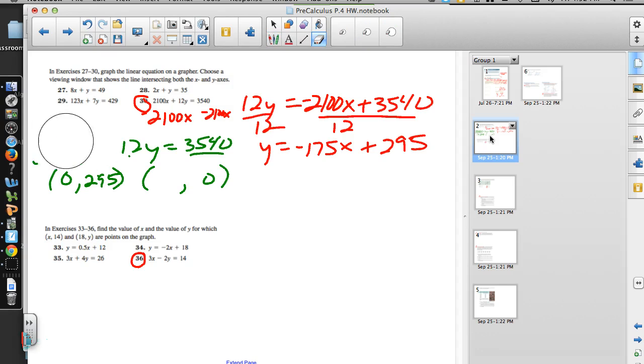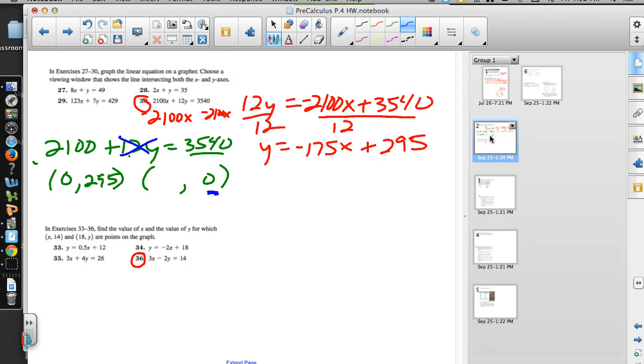And then the second time through, we realize if we put the 0 in for y, this will be gone. So we'll take 3540 and we will divide that, forgot my x here, by 2100. And that gives us 1.6857, so 1.686. Now that determines our window because they asked us to make sure that we can see that x and y axis. So if it says graph it on a grapher, that's what we do.